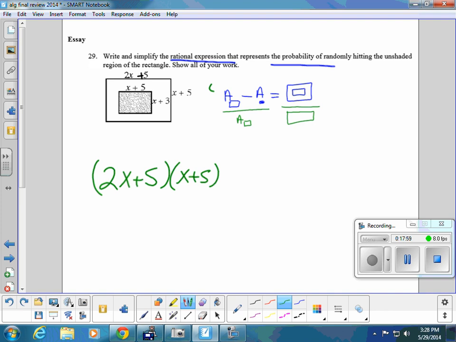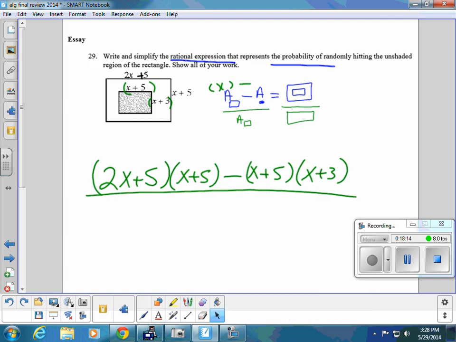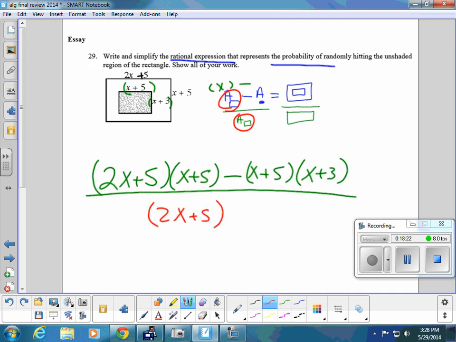And I'm just following along here. So that's the first set of parentheses. Minus the second set of parentheses is going to be these two multiplied together, which is x plus 5 times x plus 3, all over the area of the white box, which these two are the same, so I'm just going to repeat this. 2x plus 5, x plus 5.